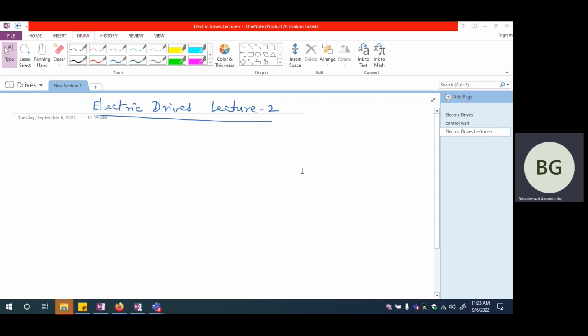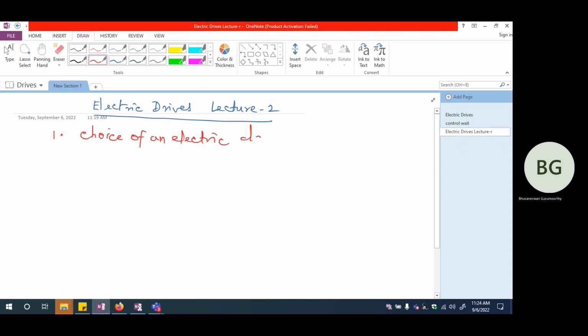So today we are going to start with, if we really want a drive system, how are we going to make a choice in our particular application? So the first thing I'm going to look at is choice of an electric drive. How we are going to make a choice of an electric drive for a particular application. This is the first thing we are going to look at.